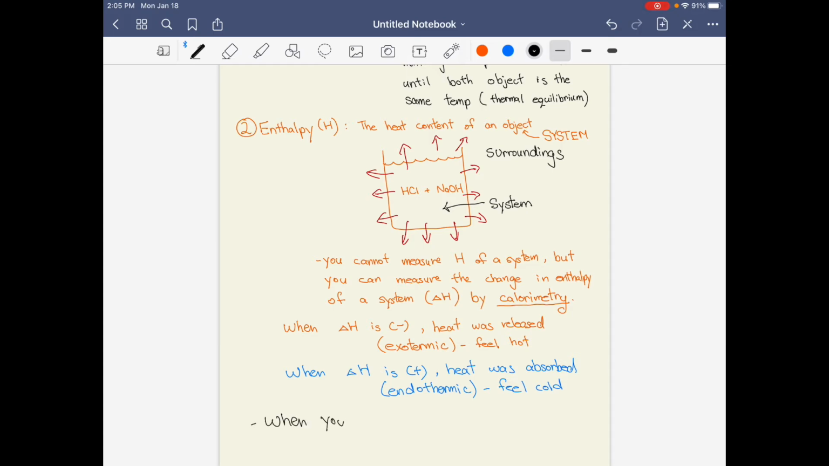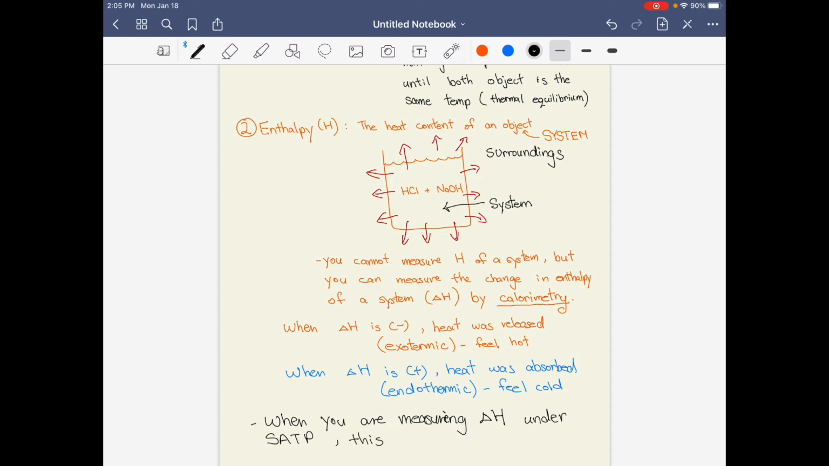So when you're measuring delta H, or you're performing some sort of experiment dealing with delta H, you're always doing it under what we call SATP condition. We call that a standard condition. SATP stands for Standard Atmospheric Temperature and Pressure.